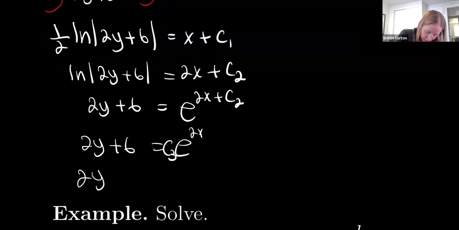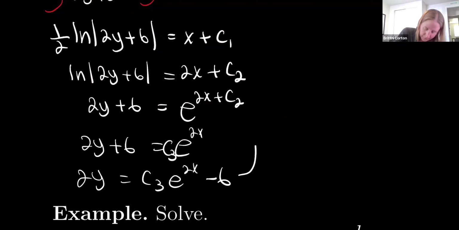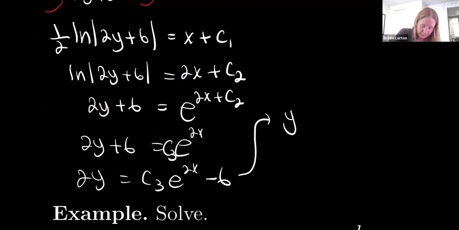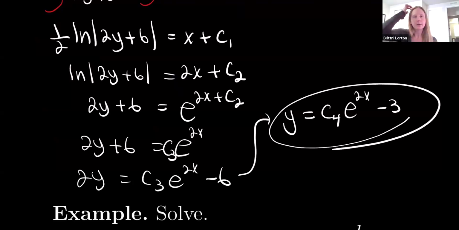So then you have 2y equals some constant times e to the 2x minus 6. And then I ran out of space, so I'll just divide everything by 2. And I'm going to get y equals c4 e to the 2x minus 3. Ta-da!